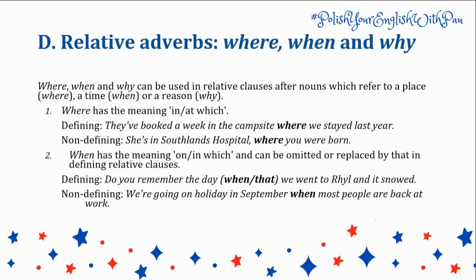And now it's time to have a look at relative adverbs: where, when, and why. Where, when, and why can be used in relative clauses after nouns which refer to a place, where, a time, when, or a reason, why. Where has the meaning in, at which. So let's have a look at an example in a defining and non-defining clause. They've booked a week in the campsite where we stayed last year. She's in Southlands Hospital, where you were born.